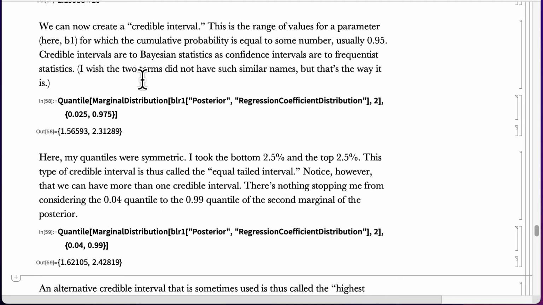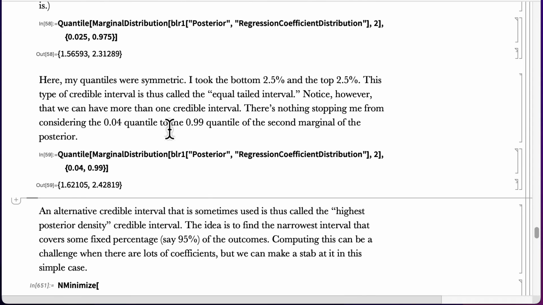Don't do this. This is done. Equal-tailed intervals are done. There is an alternative that sometimes gives you a different answer. Here, as we're going to see, it doesn't matter which method we use. But if someone's using a credible interval, you need to find out how they went about it. And this is called the highest posterior density credible interval.